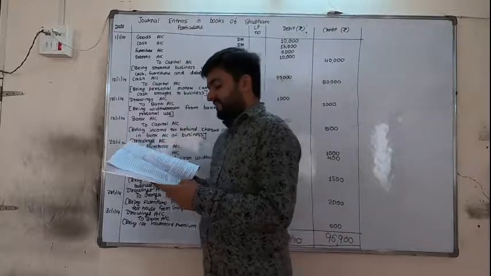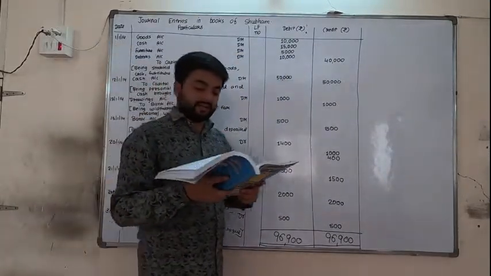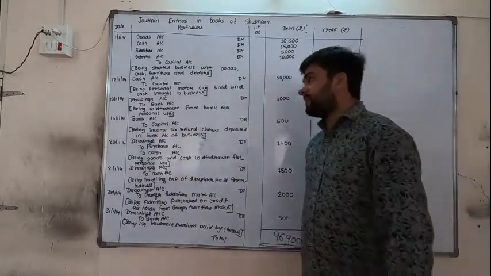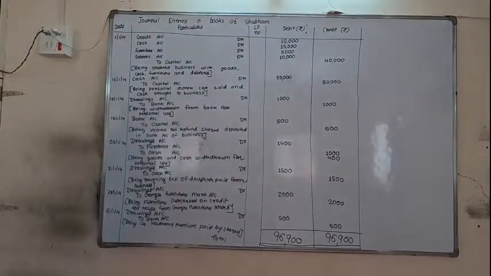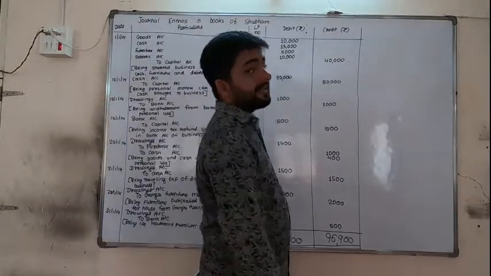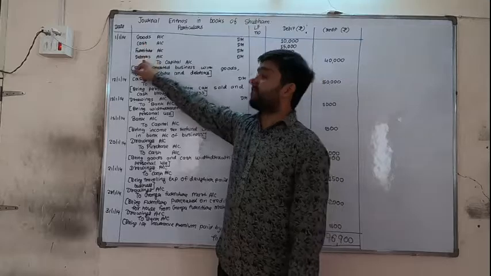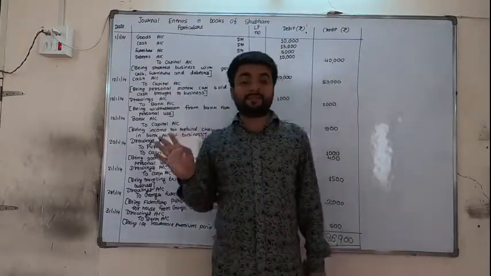Introduced goods of 10,000, cash of 15,000, furniture of 5,000, debtors of 10,000, and commenced the business. We are starting the business by bringing in cash, furniture, goods, and debtors. So first of all, remember that all these are assets. Sometimes instead of debtors, creditors is given. So instead of debiting the debtors, we will credit the creditors. Only that thing is there, otherwise nothing.